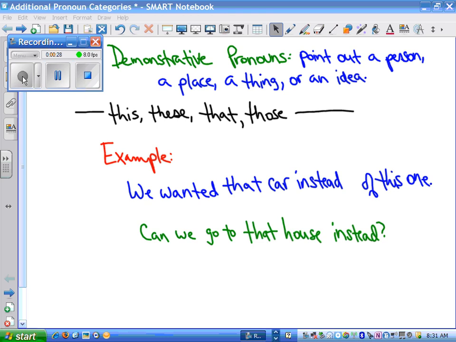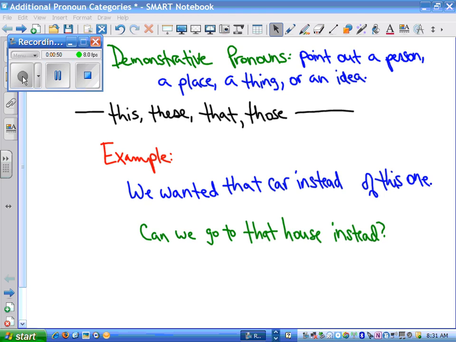So for now, just think about these words that we're going to point out as being pronouns that have a variety of roles, a variety of things that they can do in a sentence. And that's partly what makes a pronoun exciting, right? It can fulfill a lot of different roles.